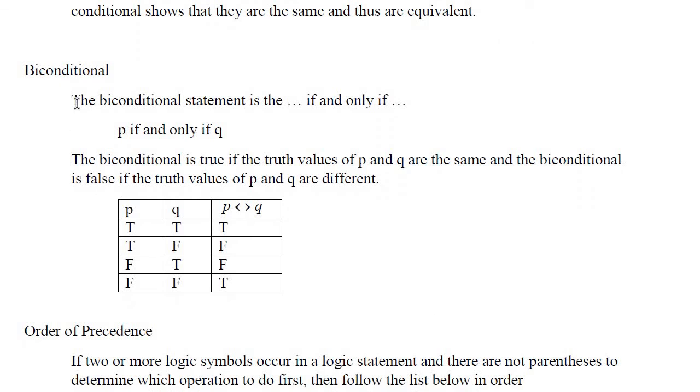Let's take a look at the biconditional. The biconditional is our if and only if statement, P if and only if Q. The biconditional is true if the truth values of P and Q are the same, and false if the truth values of P and Q are different. If P and Q are both true, the biconditional is true. If P and Q are both false, again the values match up, so the biconditional is true. If P and Q have different values, the result is false.